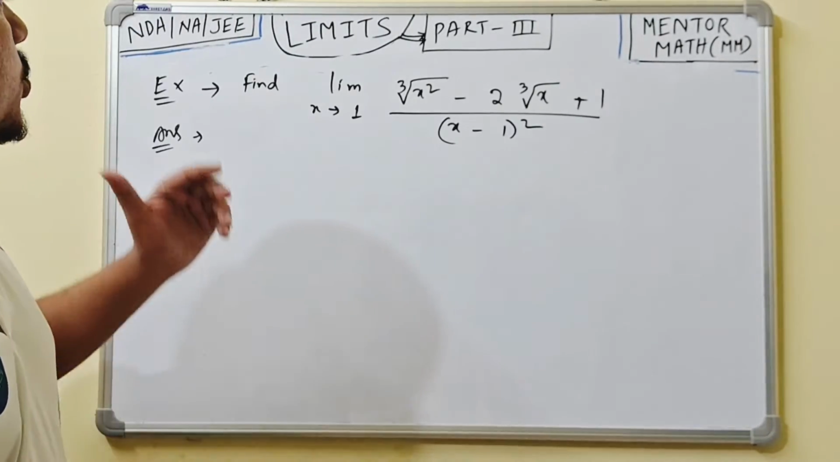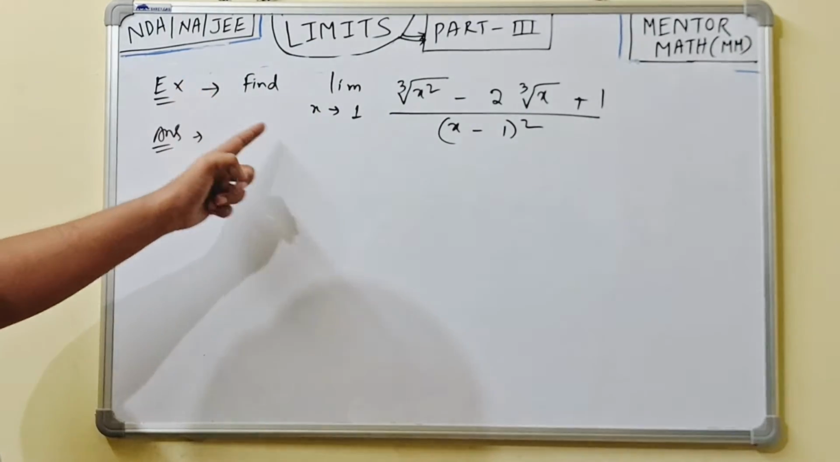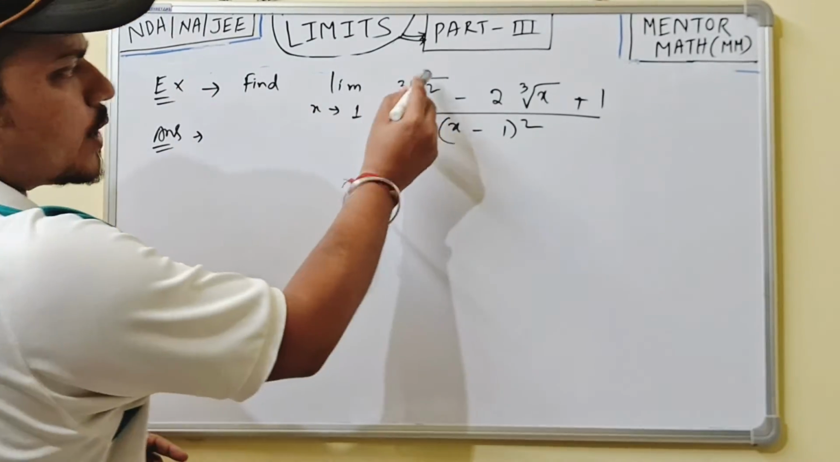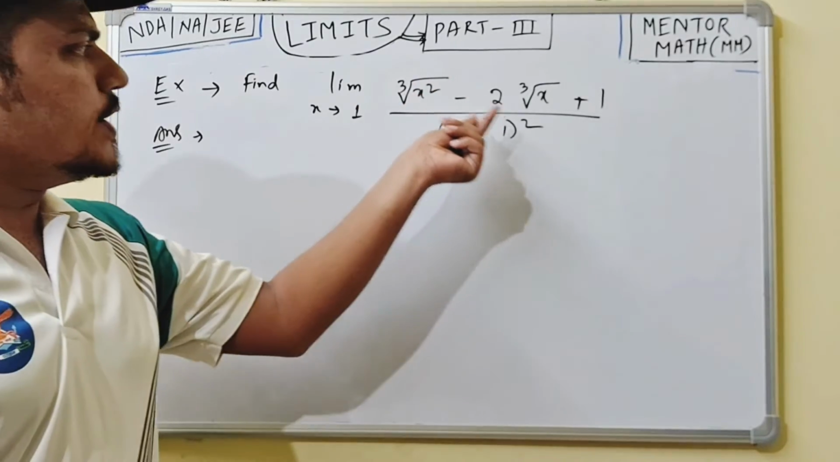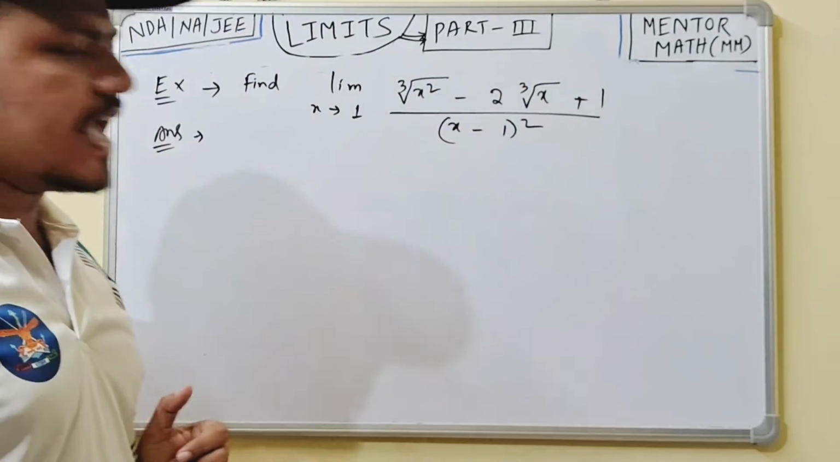Now we come to another problem. Look at this problem. Find limit x tends to 1 of cube root x square minus 2 into cube root x plus 1 by x minus 1.